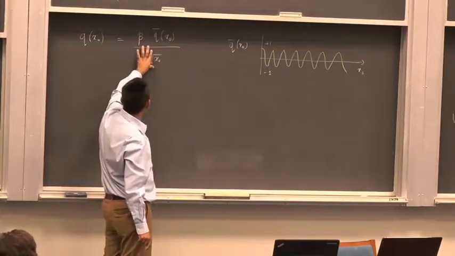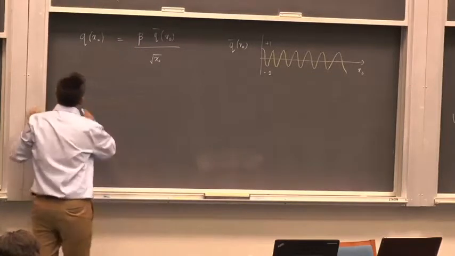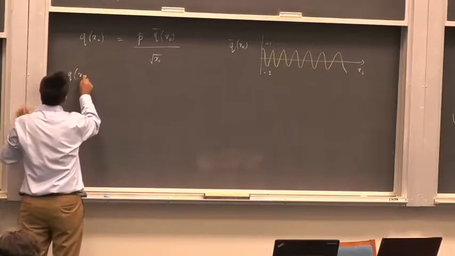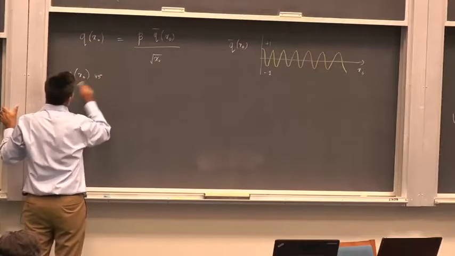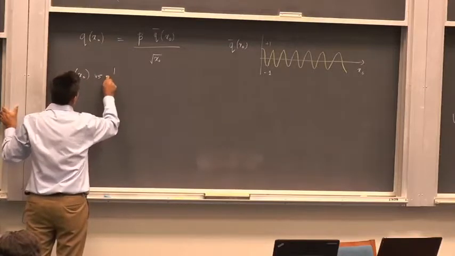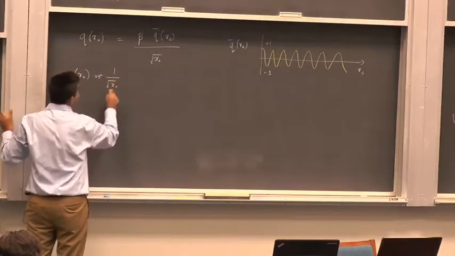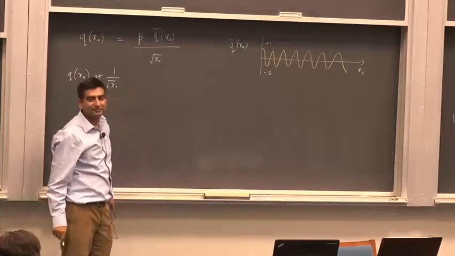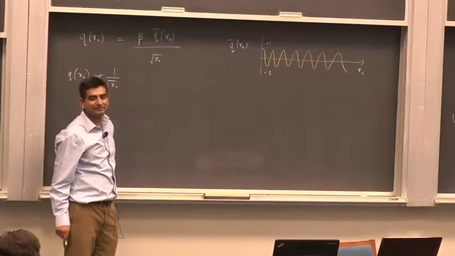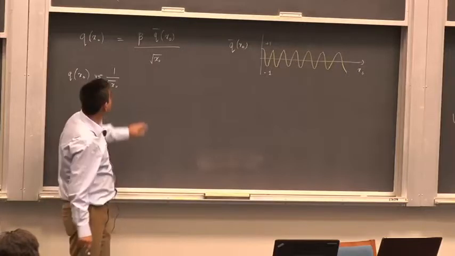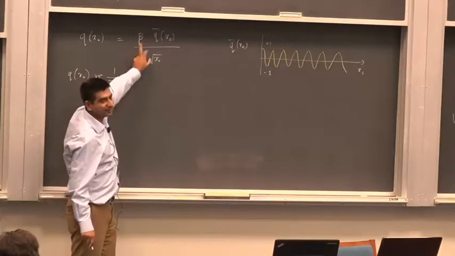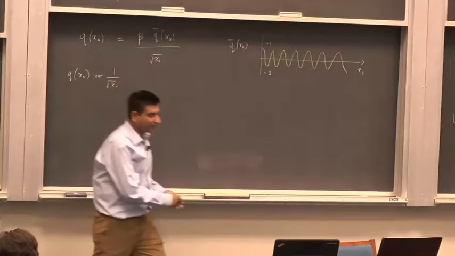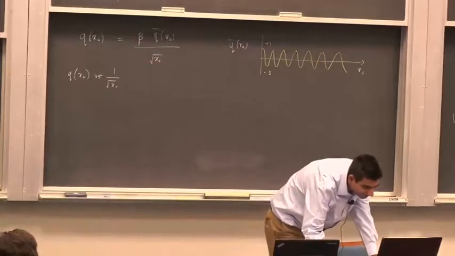So what I could do is plot Q of x naught versus 1 over under root x naught. If I were to get a straight line, then I can determine what this beta is going to be. So I can do that over here. I've done it.